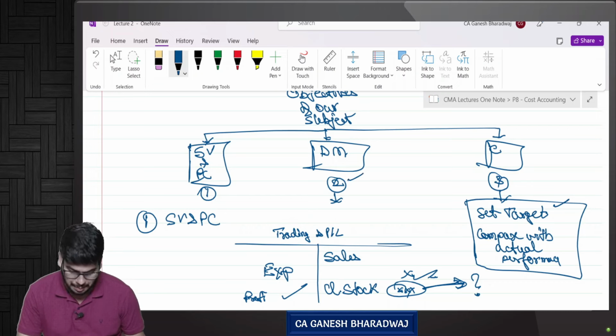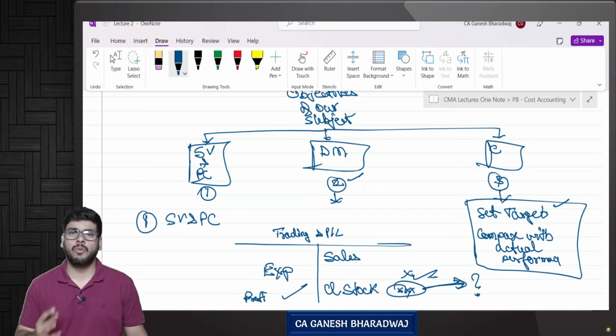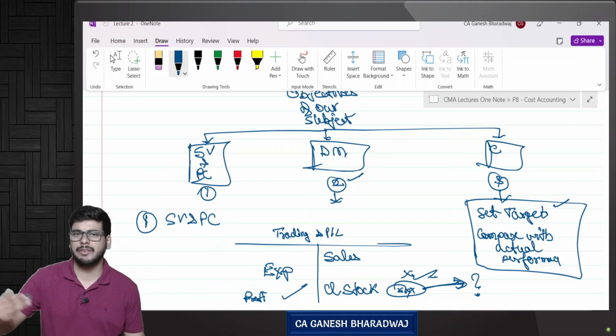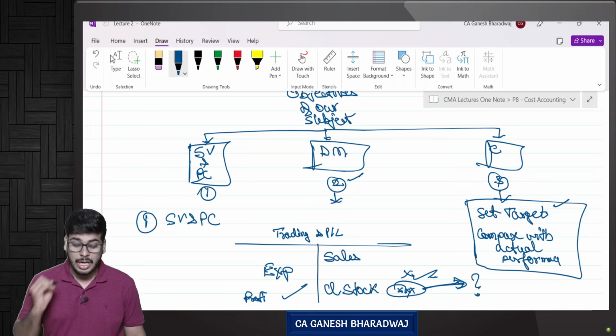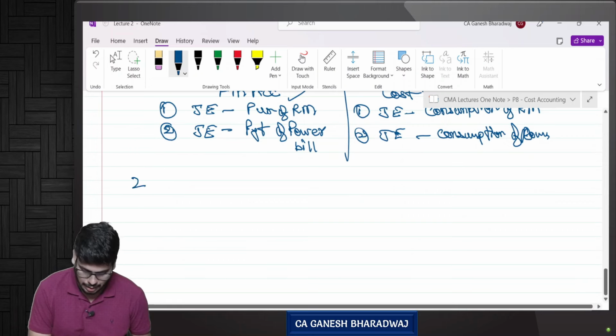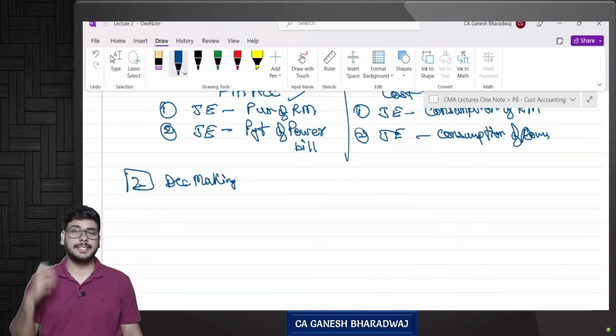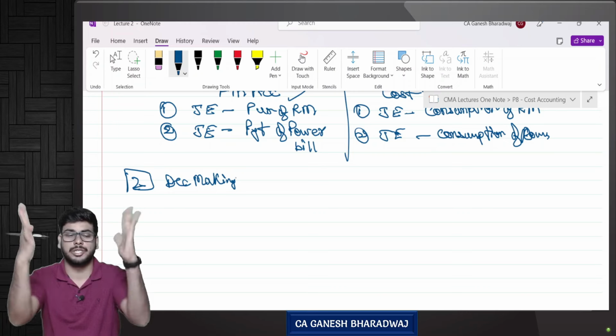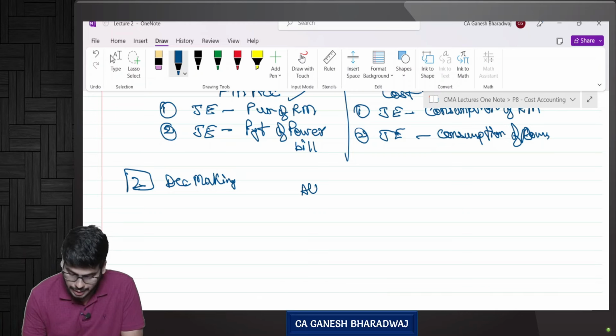Now let's move to the second objective of our subject, which is called decision making. Sir, what is decision making? I'll just give you again a broad example, because in detail we will be seeing it in the later course of our lectures. Now decision making, for example. Let us say the top management of the company has two alternative proposals given to them. Alternative number 1, alternative number 2.